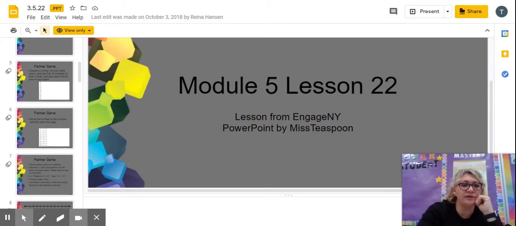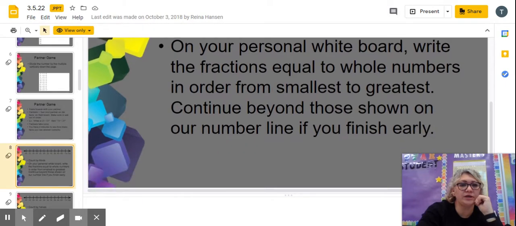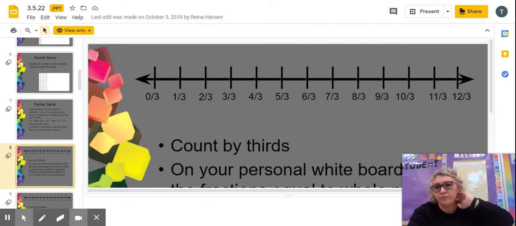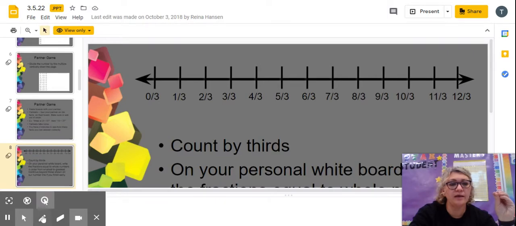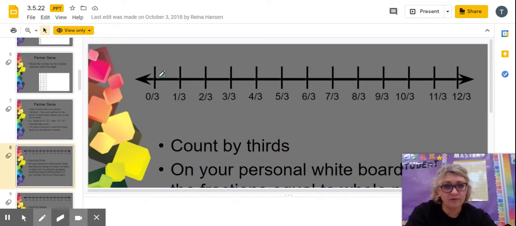So we're going to jump down here. Okay, I want you to draw this number line on your whiteboard. If you don't have your whiteboard or if you need a piece of paper, go get one. And then we're going to mark the wholes, right? So 0 thirds is 0, 1/3, 2/3, 3/3 is equal to 1.